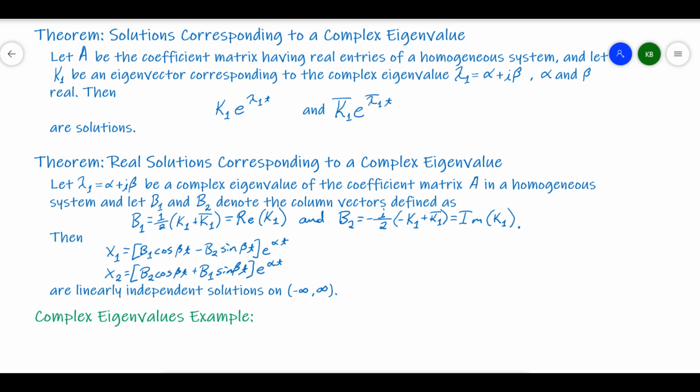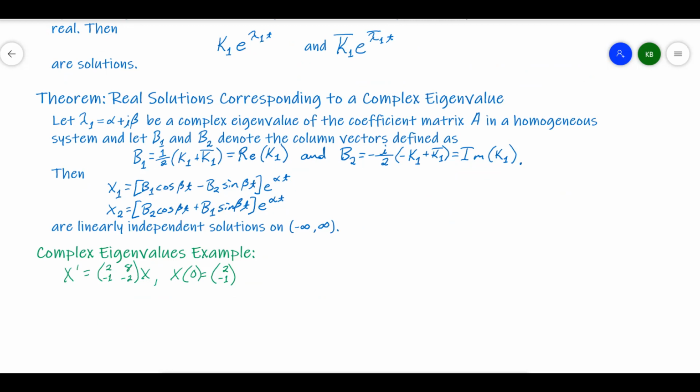Then we have two real solutions that are linearly independent, x1 and x2, where we have B1 cosine of beta t minus B2 sine of beta t, e to the alpha t as x1, and x2 being B2 cosine of beta t plus B1 sine of beta t, e to the alpha t. So that might seem like a lot, so let's take a look at an example using these complex things, trying to find those real solutions for us.